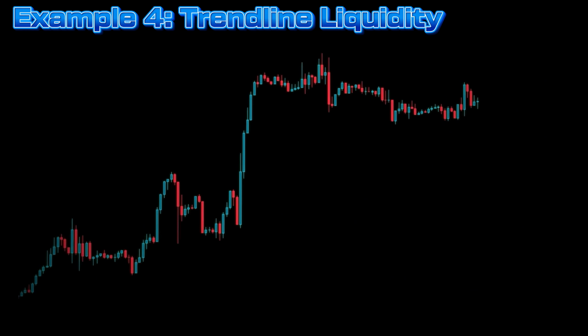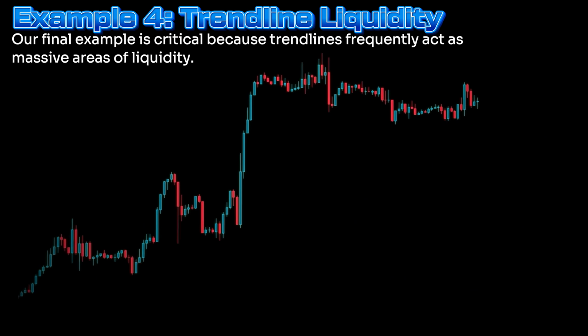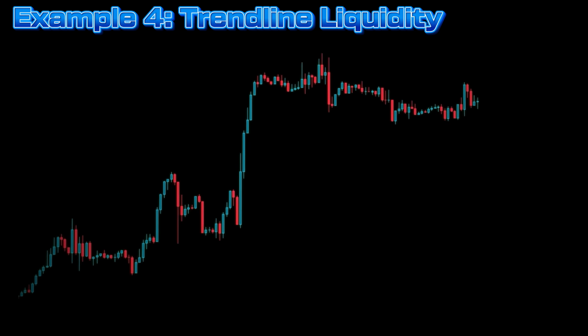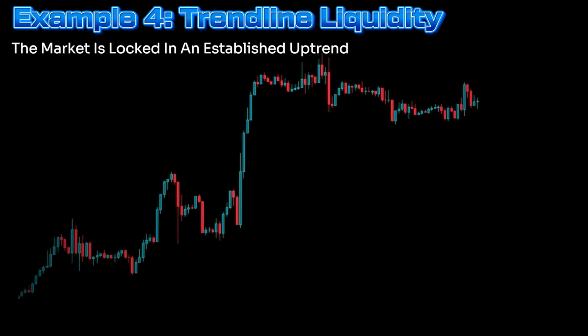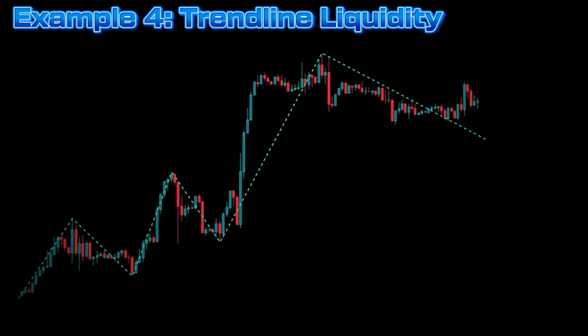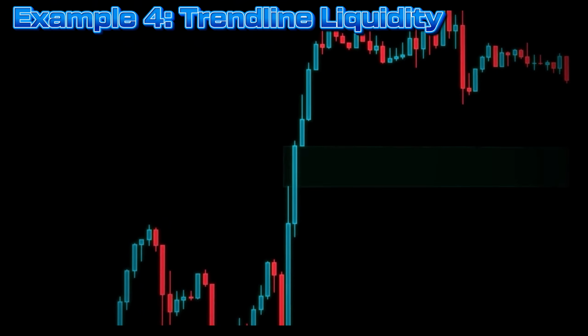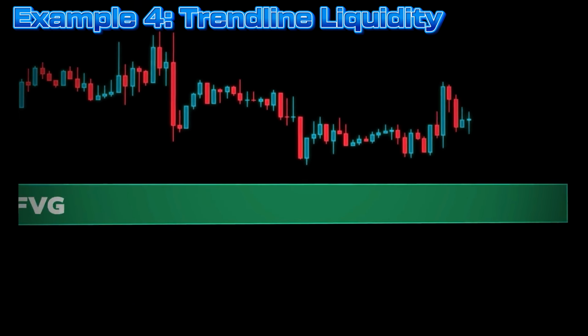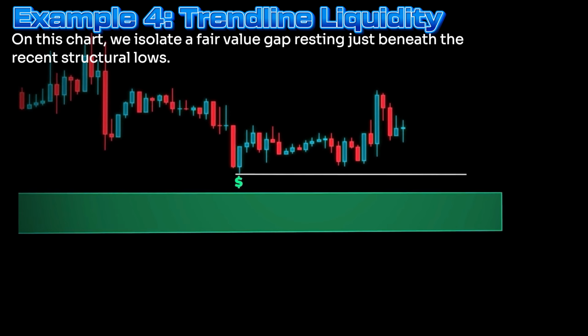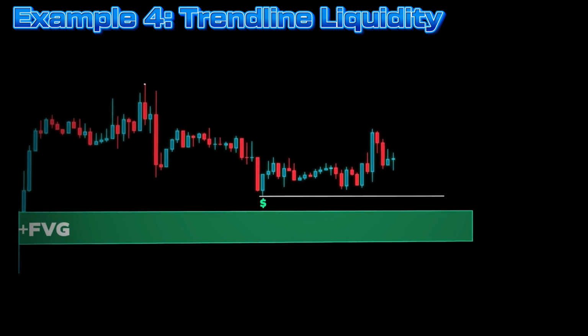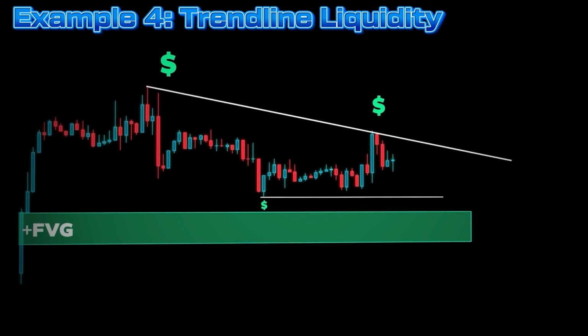Example 4. Trendline liquidity. Our final example is critical because trend lines frequently act as massive areas of liquidity. In this scenario, the market is locked in an established uptrend, printing consistent higher highs and higher lows. Knowing that the dominant momentum is bullish, your objective is to wait for price to test a key support zone before hunting for a long position. On this chart, we isolate a fair value gap resting just beneath the recent structural lows. We want to wait for the market to sweep down to capture liquidity before targeting the higher levels.